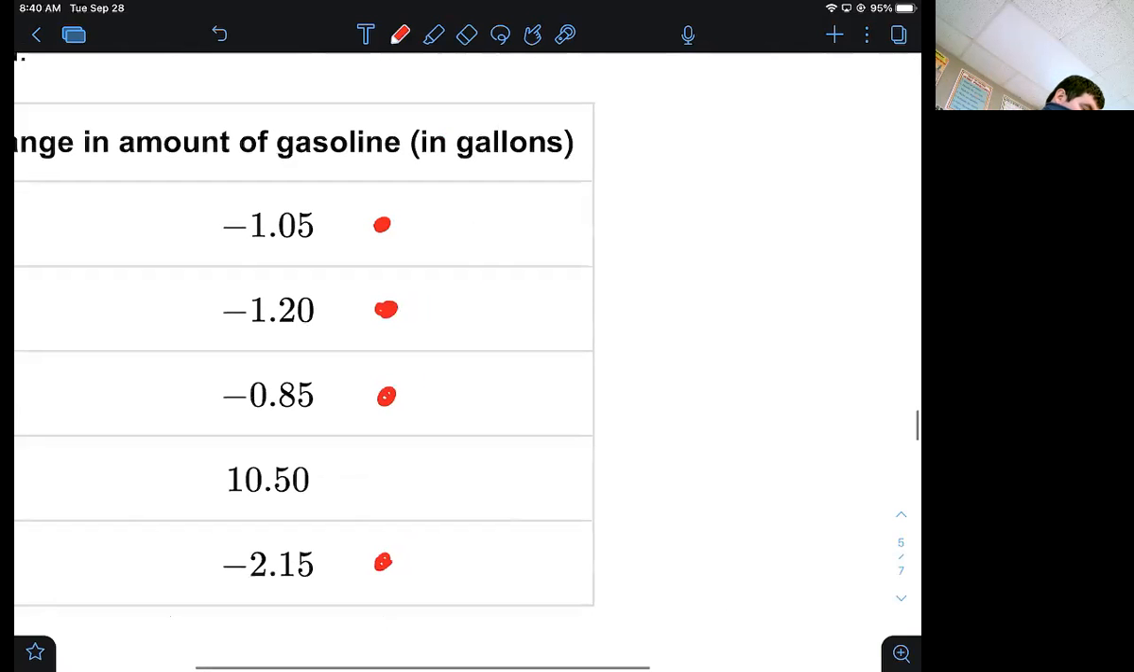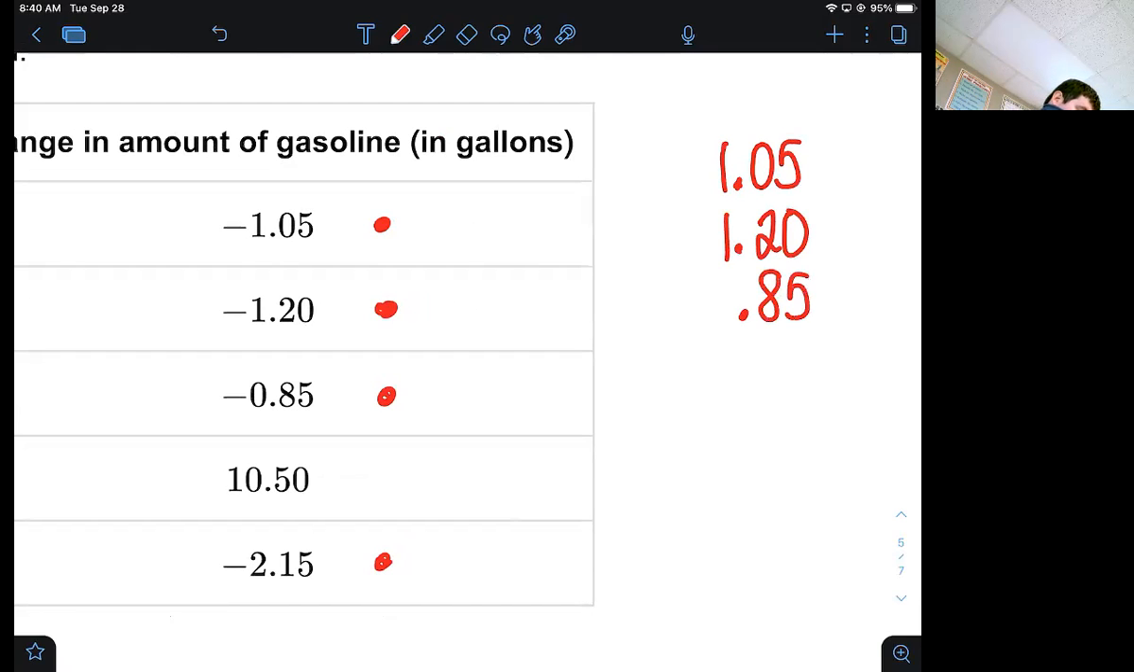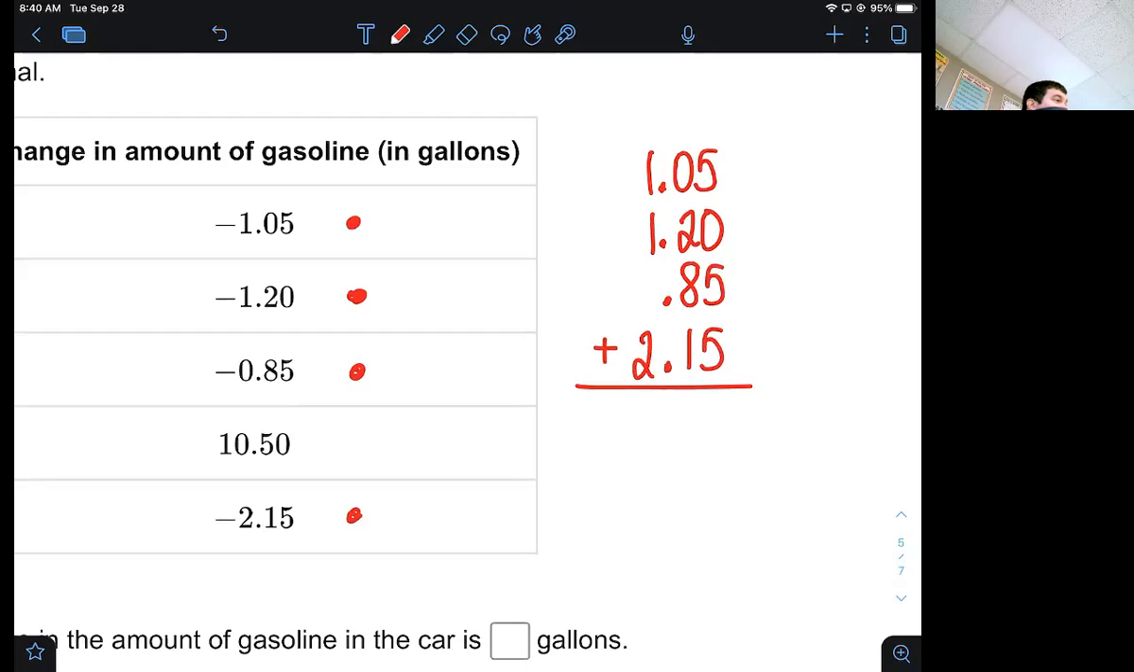So we're going to start by adding 1.05, 1.20. Yes, I do need to line up my decimal points because I'm adding 0.85 and 2.15. This will tell me how much gas I used on these 4 days. What is 5 plus 5 plus 5? 15, carry the 1. 8 and 2 makes 10, plus 1 plus 1, 12. 1 plus 1 plus 1 plus 2.